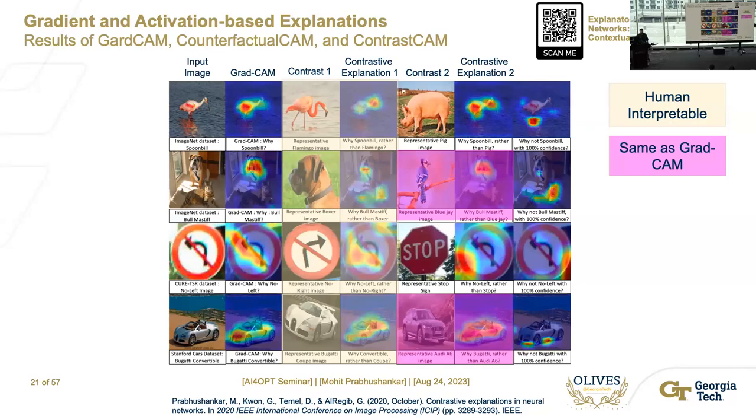We take only these highlighted features, pass this image back with only the face, and see if the network is still predicting a bull mastiff. If it is, well done, your explanation works. Otherwise, there's some problem with what your explanation is giving you.